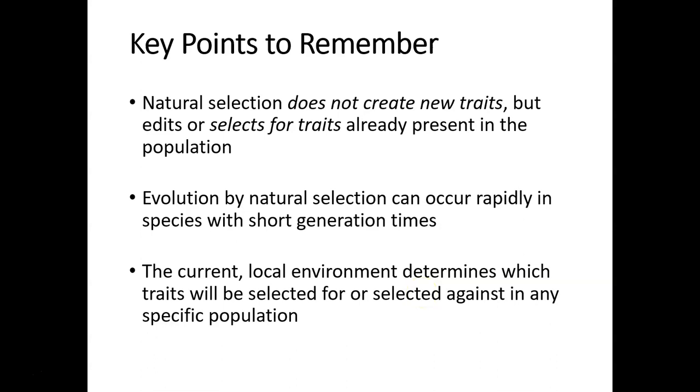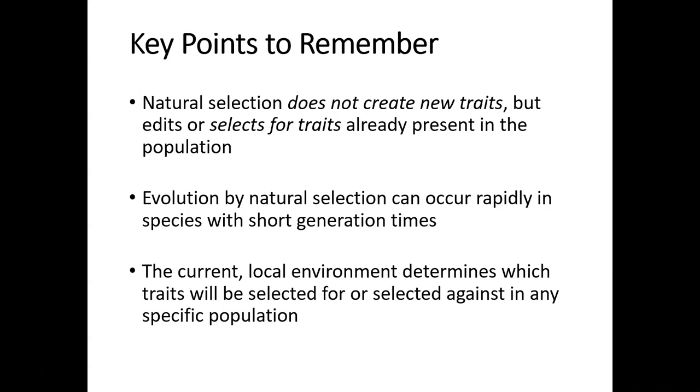Here are some important points to remember from that antibiotic resistance video. Natural selection does not create new traits, but it edits or selects for traits that are already present in the population. This is related to the caveat I gave you right after we watched the video. Also, evolution by natural selection can occur rapidly in species with short generation times, like these bacteria that we just saw.